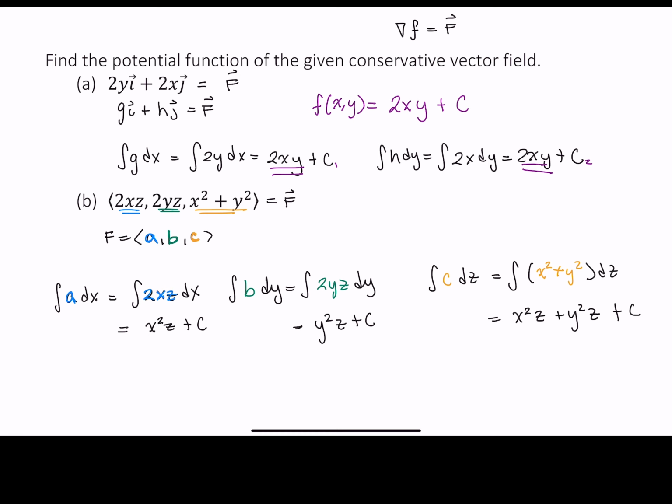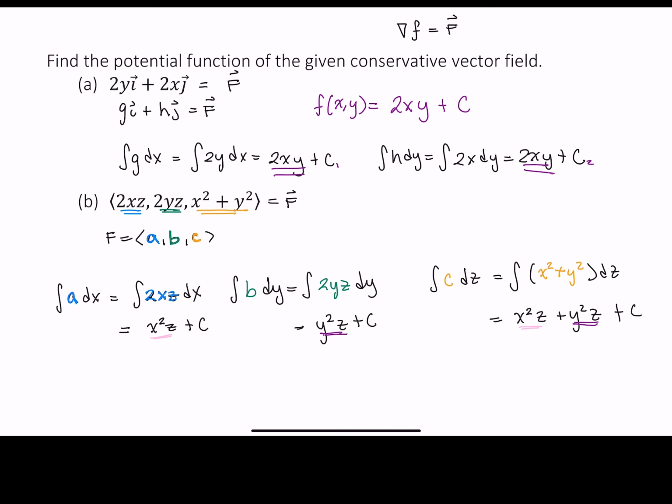So let's look very carefully at what these all have in common. And right away I see x squared z. I also see y squared z. So that tells me that my potential function in this case, f of x, y, z, is equal to x squared z plus y squared z plus some constant. So this is a good time to emphasize that these potential functions vary only by some additive constant. That's it. All right, please keep calm and math on.